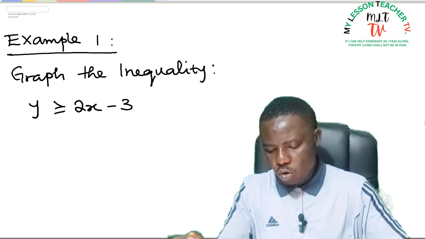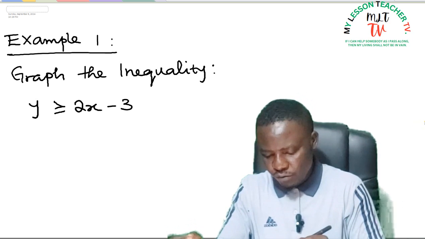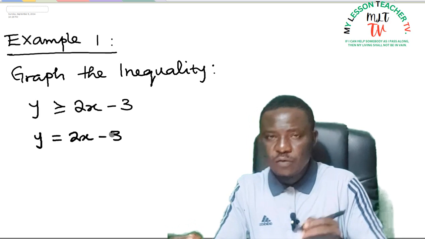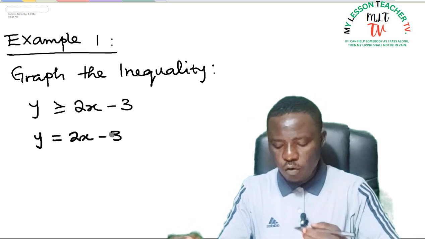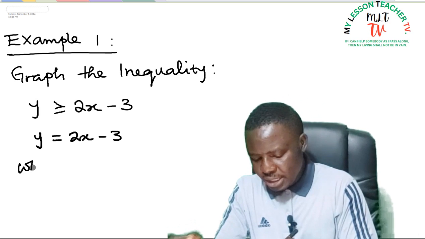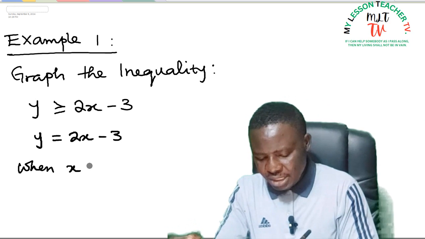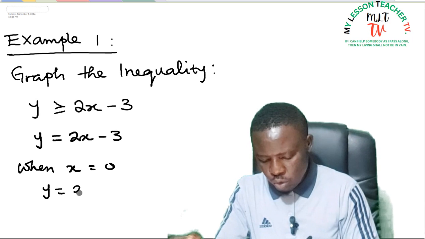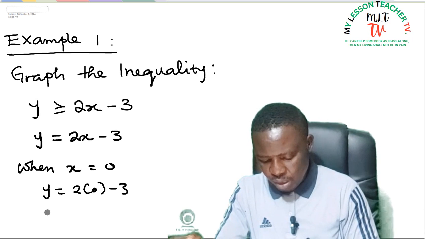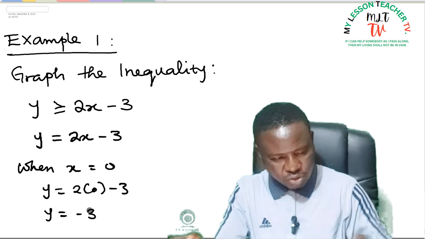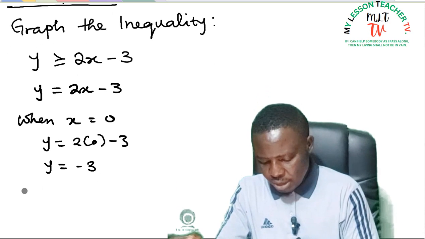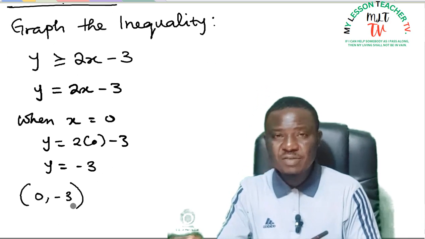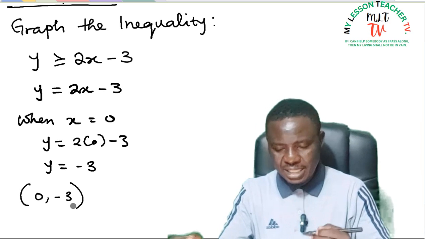I shall then look for the y and the x intercept of this graph. This is now said to be y is equal to 2x minus 3, for us to determine the graph of y is equal to 2x minus 3. I will then say when x is equal to 0, we have y equal to 2 times 0 minus 3, and we have y equal to minus 3. That is to say that we have 0, comma, minus 3. This gives us the y-intercept.